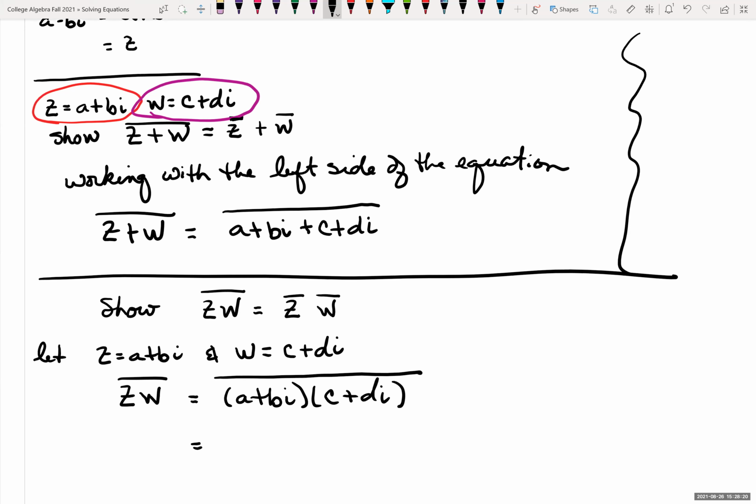So you're going to want to distribute and then combine like terms if possible. Distributing, A times C, we get AC. I know that's a real number. A times DI, so this is ADI. That's an imaginary number. BI times C, so this is BCI. Plus, well, BI times DI, so that's BDI squared, which is the same thing as negative BD.